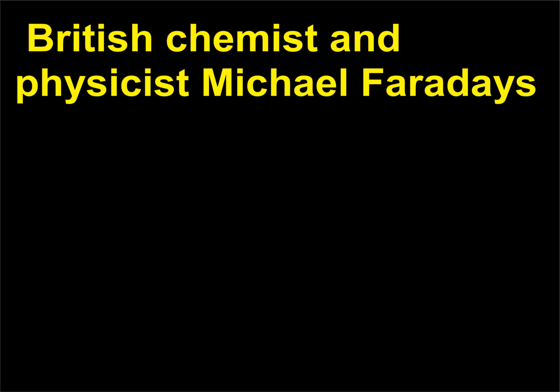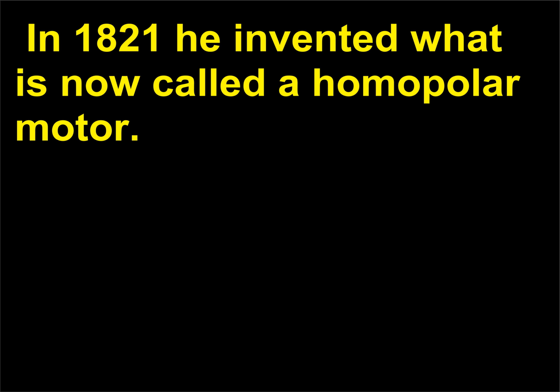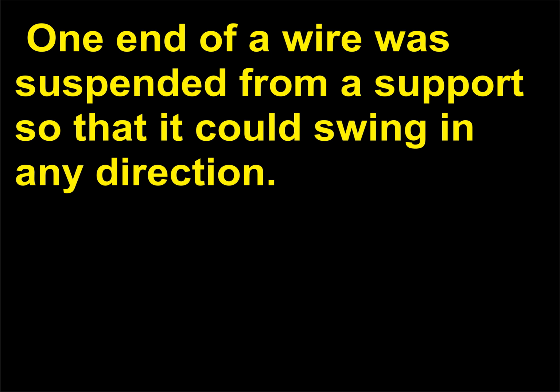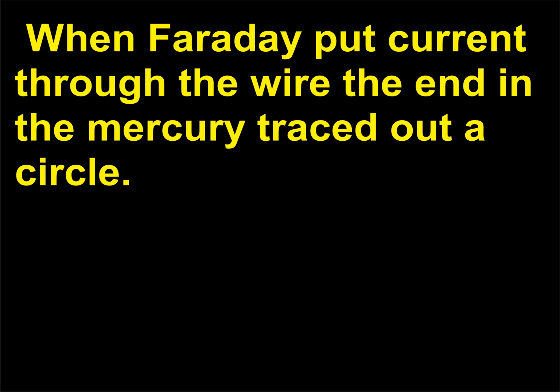British chemist and physicist Michael Faraday's (1791–1867) philosophy led him to search for connections between phenomena like electricity, magnetism, and light. In 1821 he invented what is now called a homopolar motor. One end of a wire was suspended from a support so that it could swing in any direction. The other end of the wire contacted a pool of mercury. When Faraday put current through the wire, the end in the mercury traced out a circle.